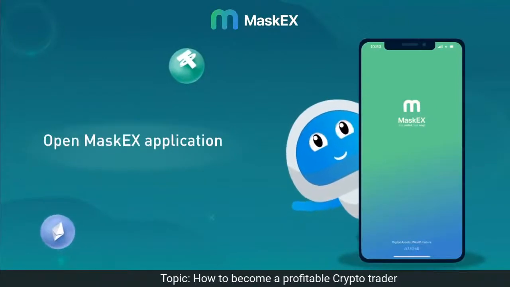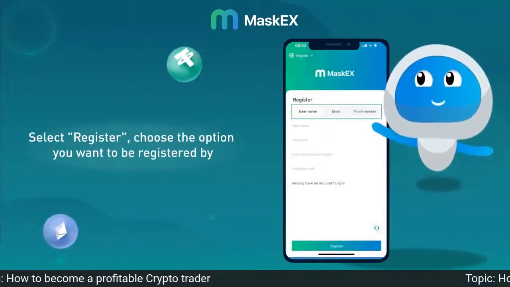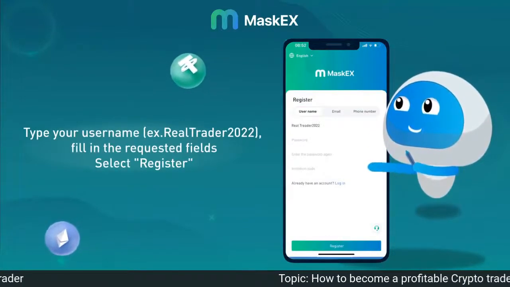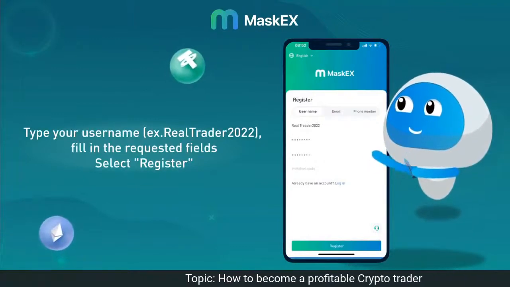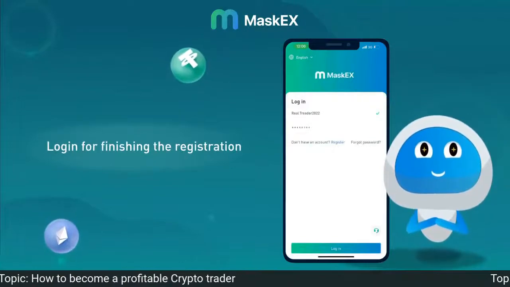The process is almost the same on the app. Open the MaskX application and select Register. Choose the option you want to be registered by. Type your username, XRealTrader2022. Fill in the requested fields. Select Register. Log in to finish the registration.